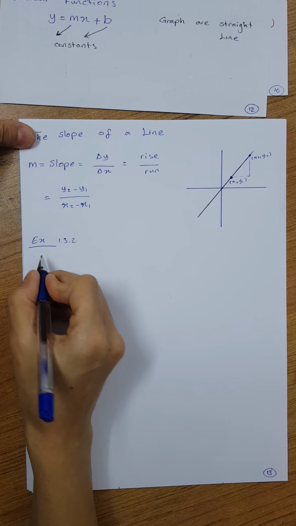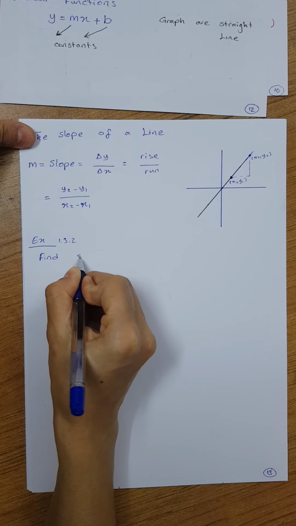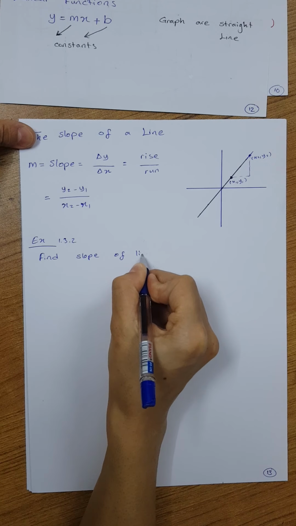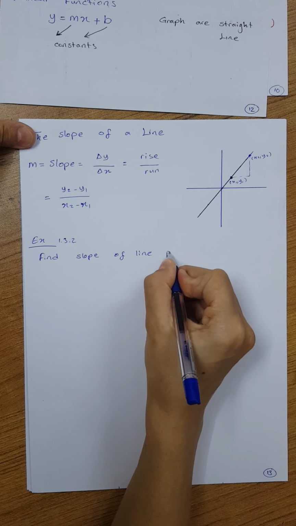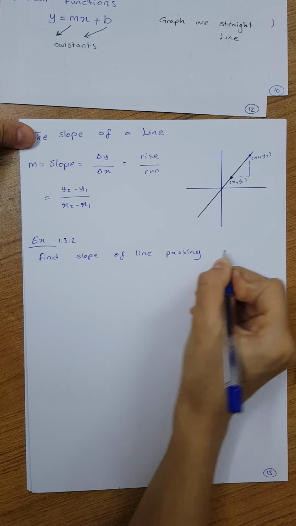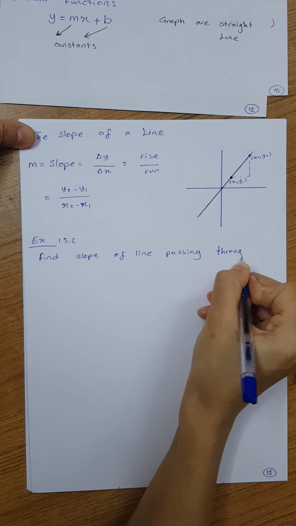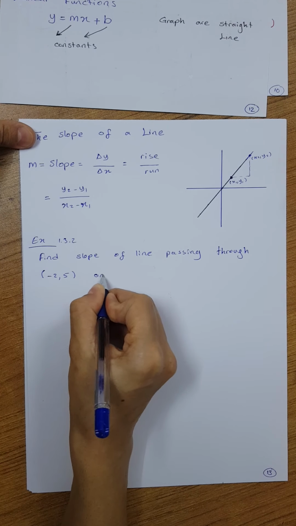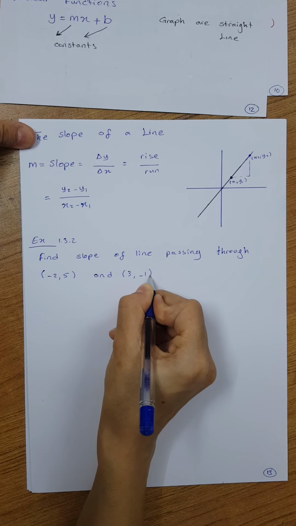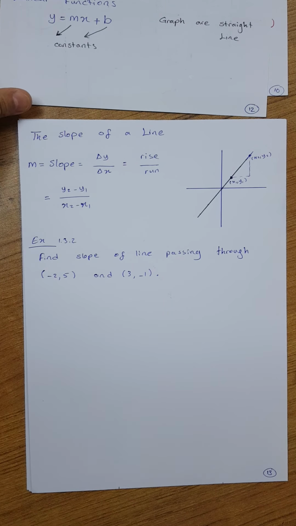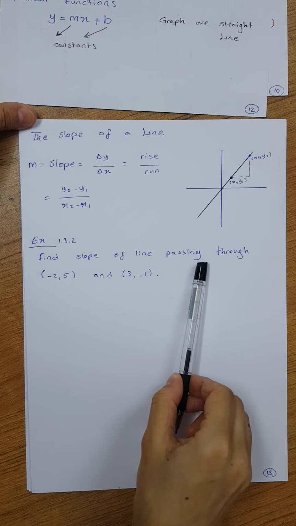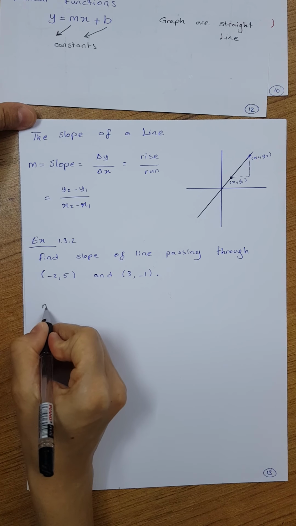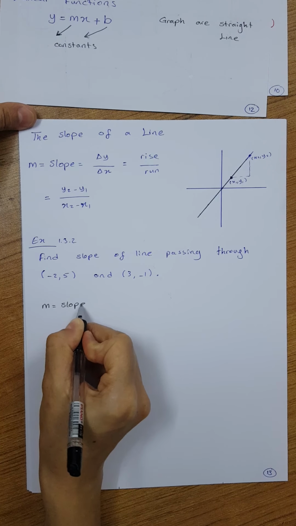We have got example 132. It says find the slope of a line that is passing through the points (-2, 5) and (3, -1). So what's required from us here? The slope of that line. We have got a line that's passing through this point and that point, and it's required from us to find the slope of that line.